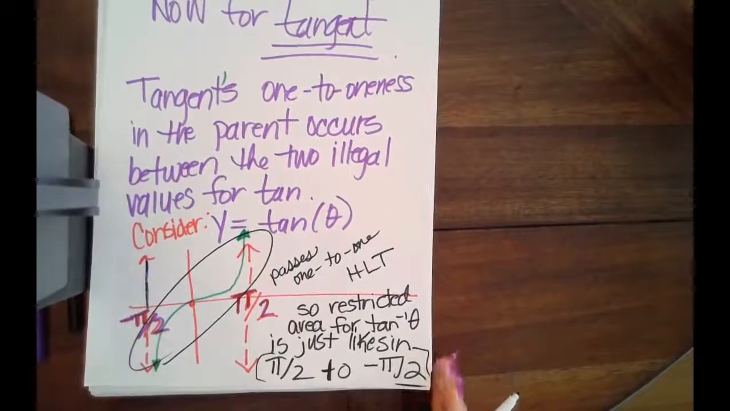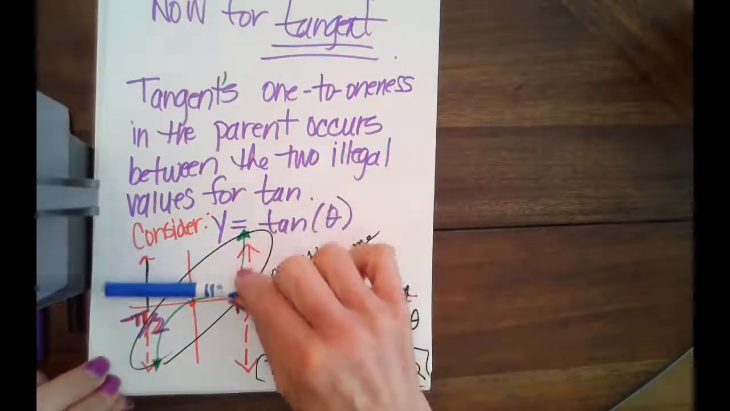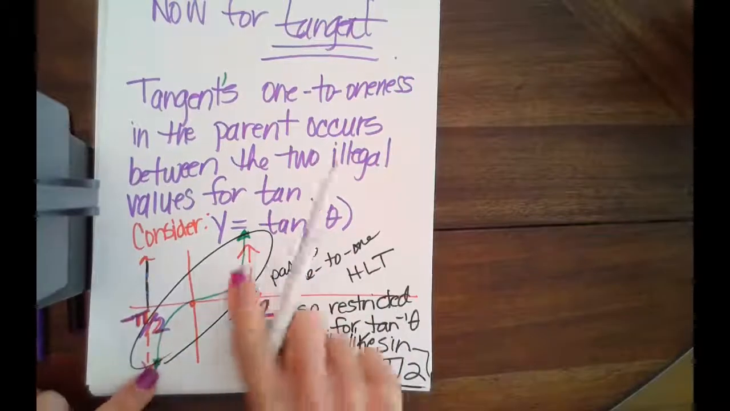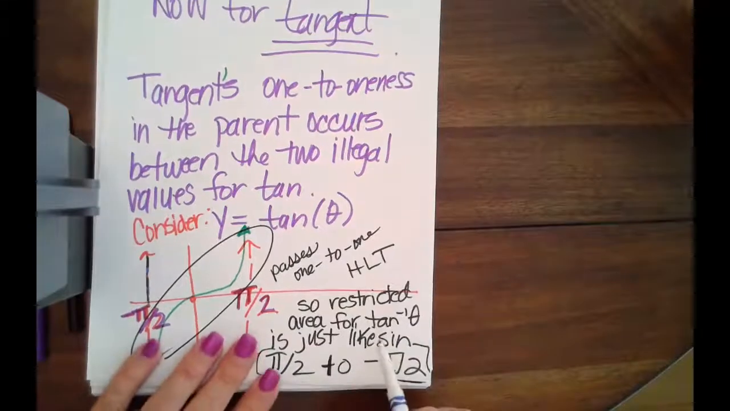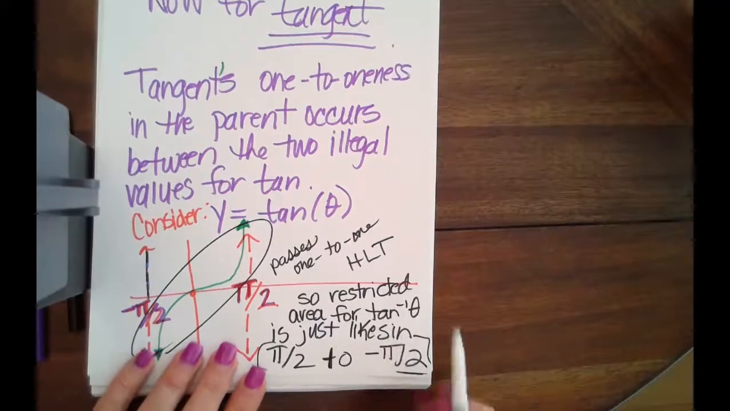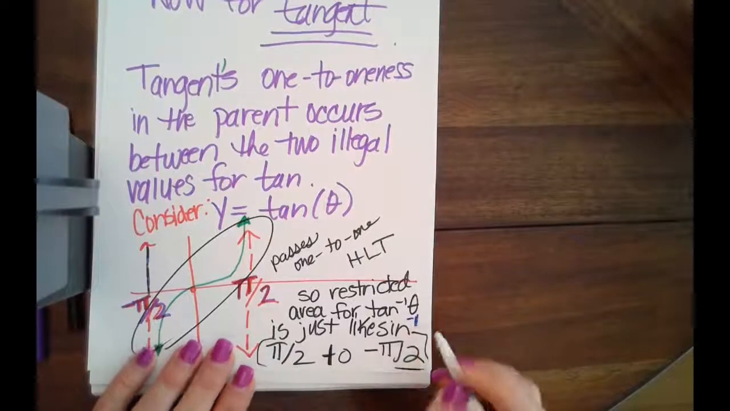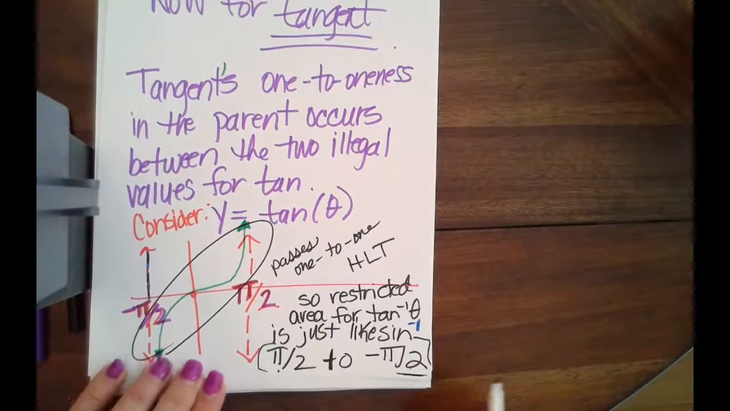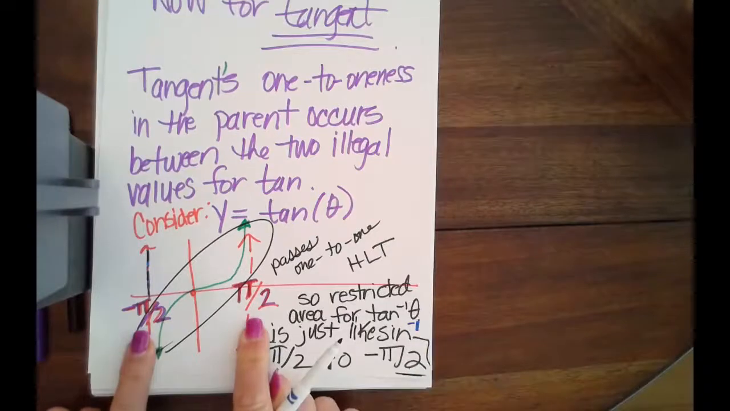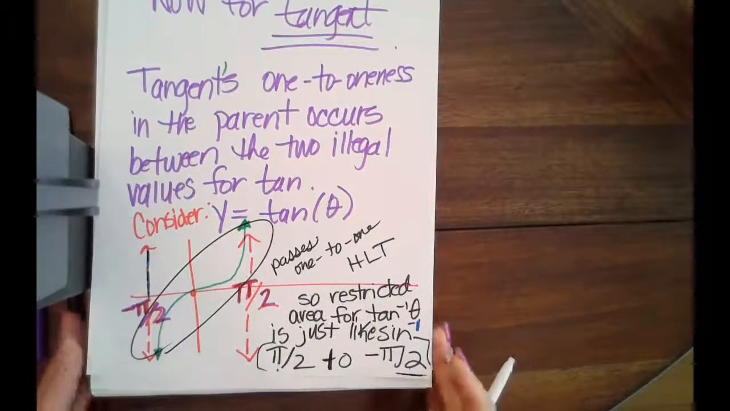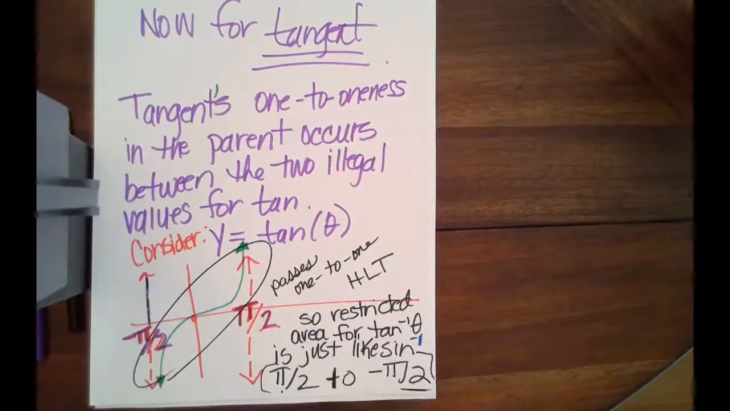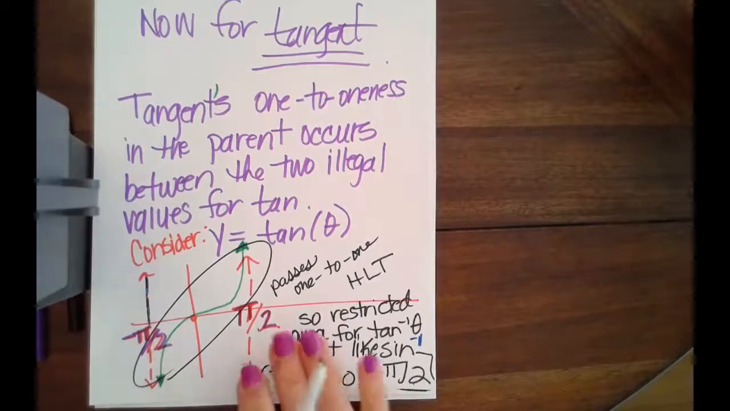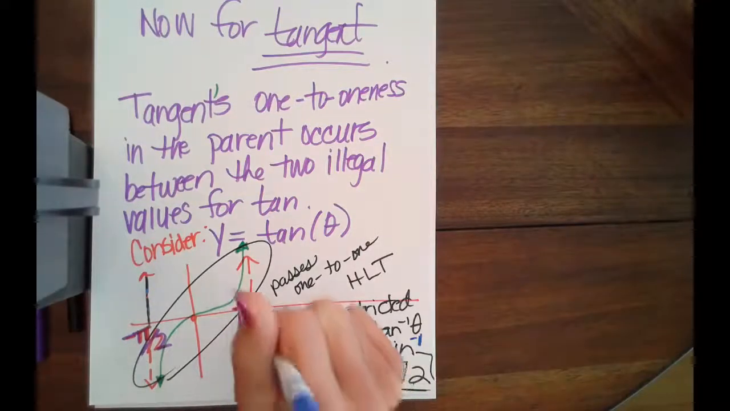It just so happens, by the horizontal line test, the tangent function passes entirely between these asymptotes. It passes the one-to-one test. So guess what? The restricted area for inverse tan is just like the inverse for sine. So it's going to be from positive pi over 2 to negative pi over 2 for these reasons. That's where it is a one-to-one function, and we are allowed to find the inverse of the behavior when it's one-to-one, as long as we slice out the interval. So this is going to look just like the restricted area for sine.